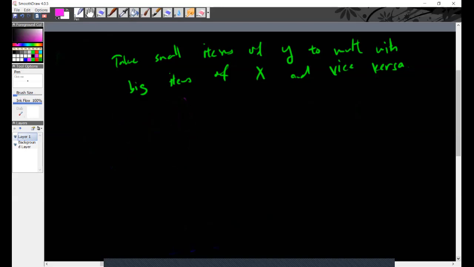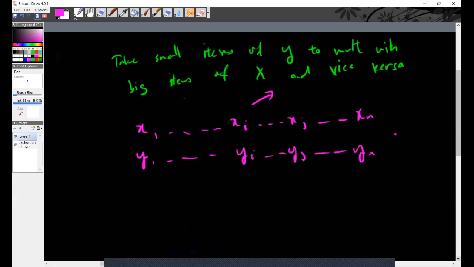Okay. So at this point, assume that's not the case. Assume that this is not the right way to do things. So let's just have this sequence lined up: x1 to xi to xj to xn, done in increasing order, and y1 to yi to yj to yn, done in decreasing order.